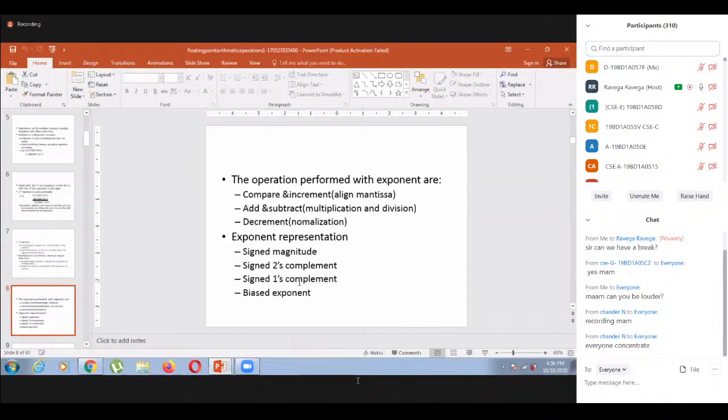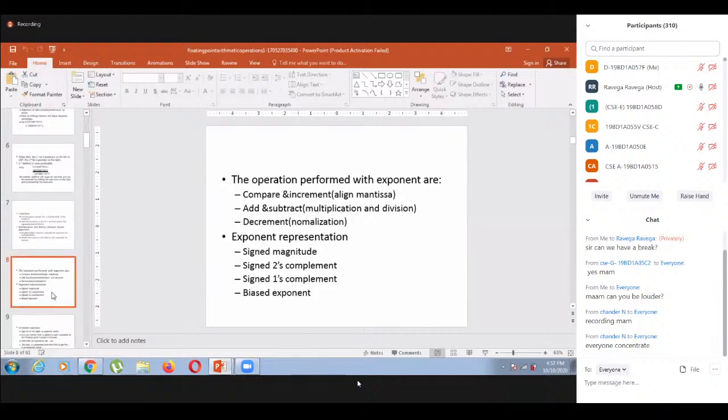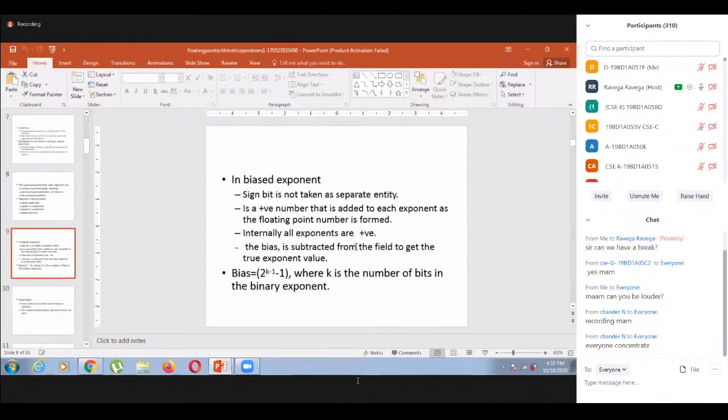Next, the last one is the biased exponent value. In this biased exponent, it represents only positive numbers. It does not represent the negative numbers. That is called biased exponent values. In the biased exponent values, since it represents positive numbers, no bit is required to be represented for the sign.